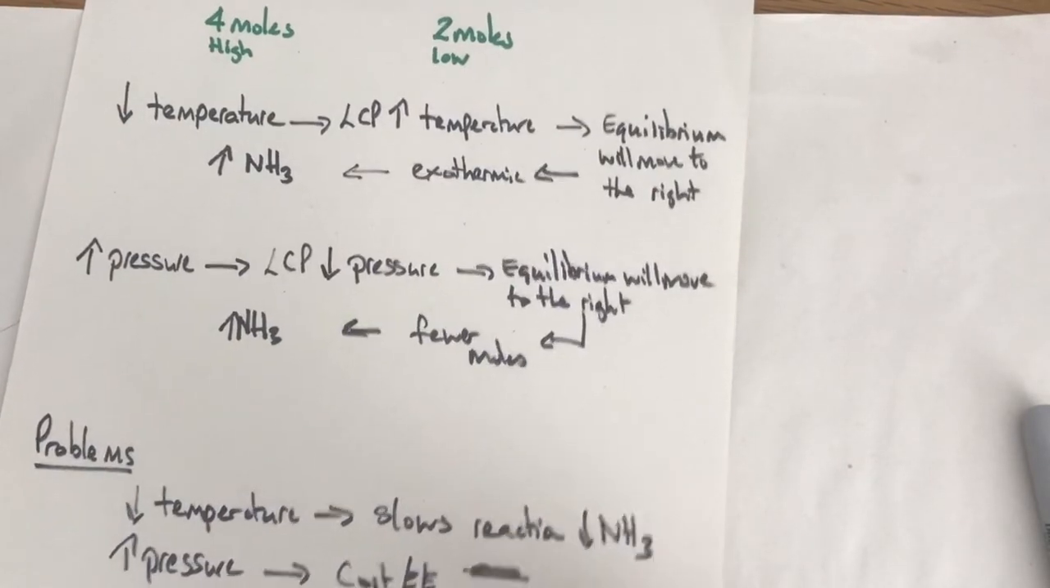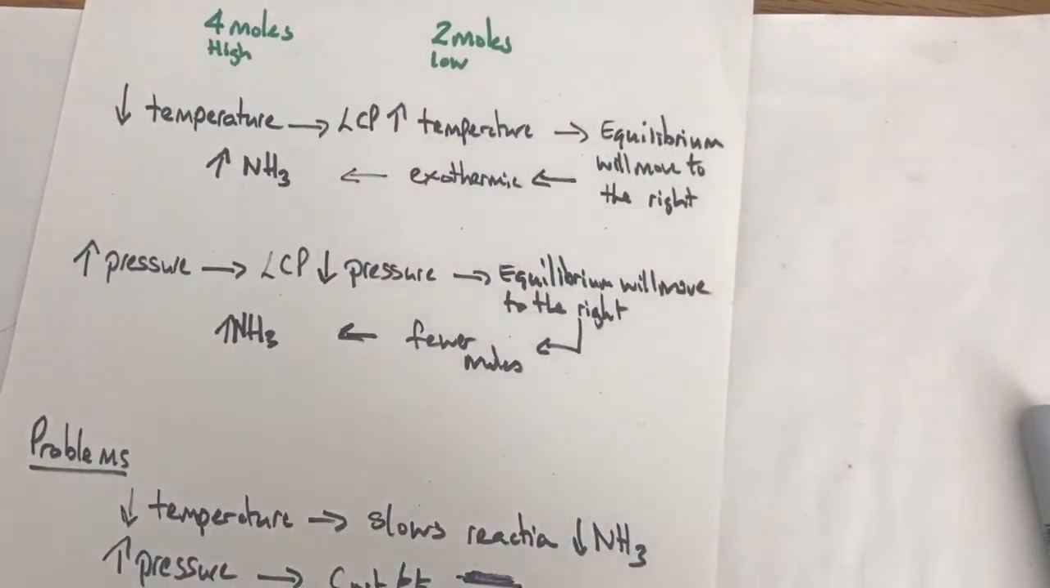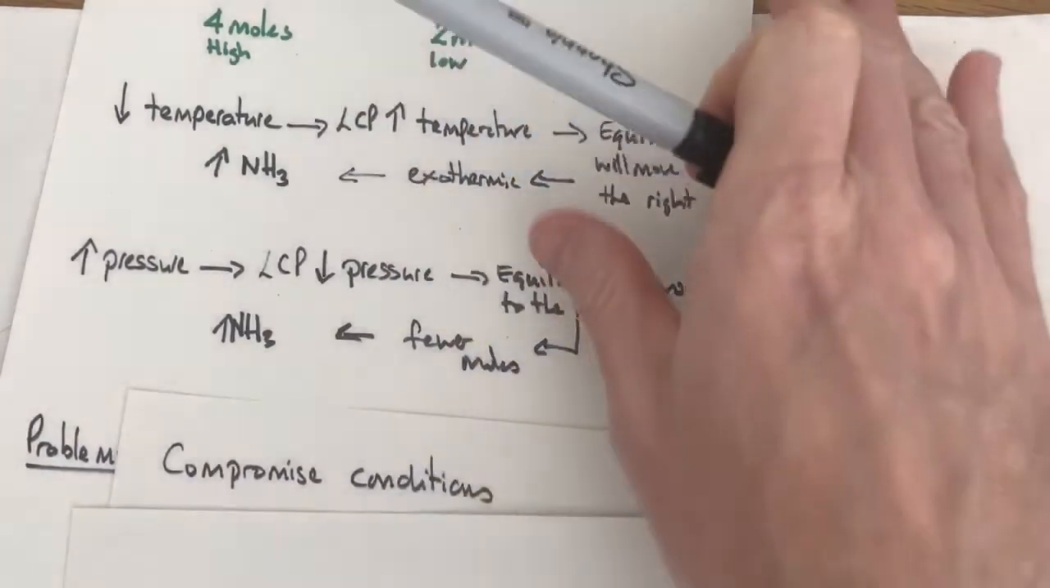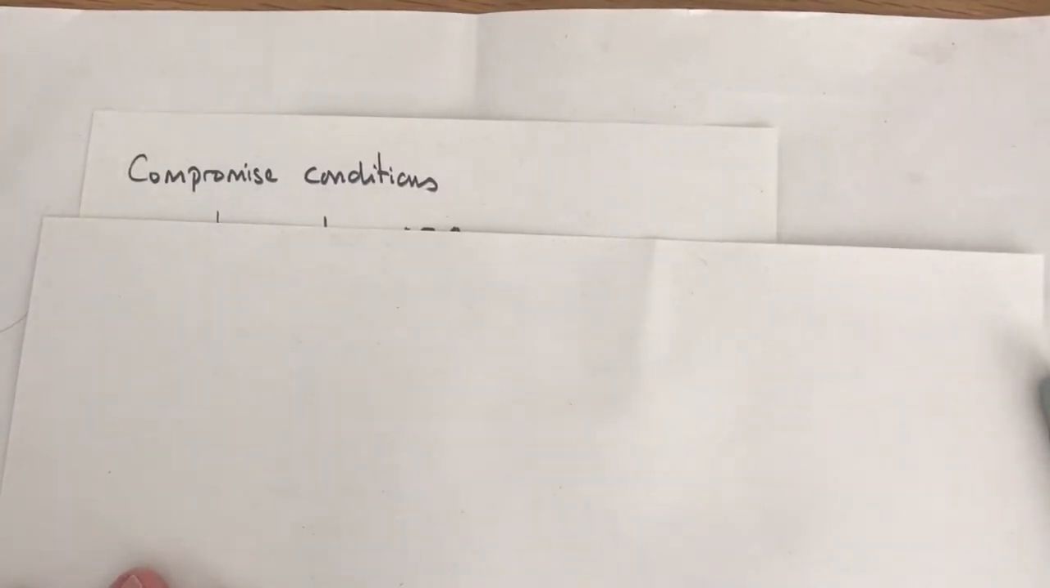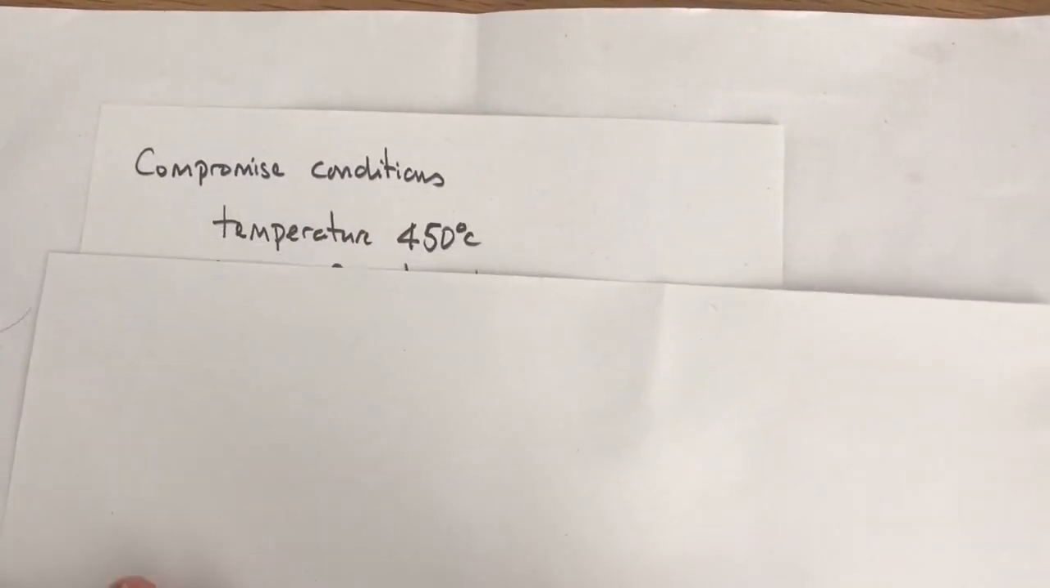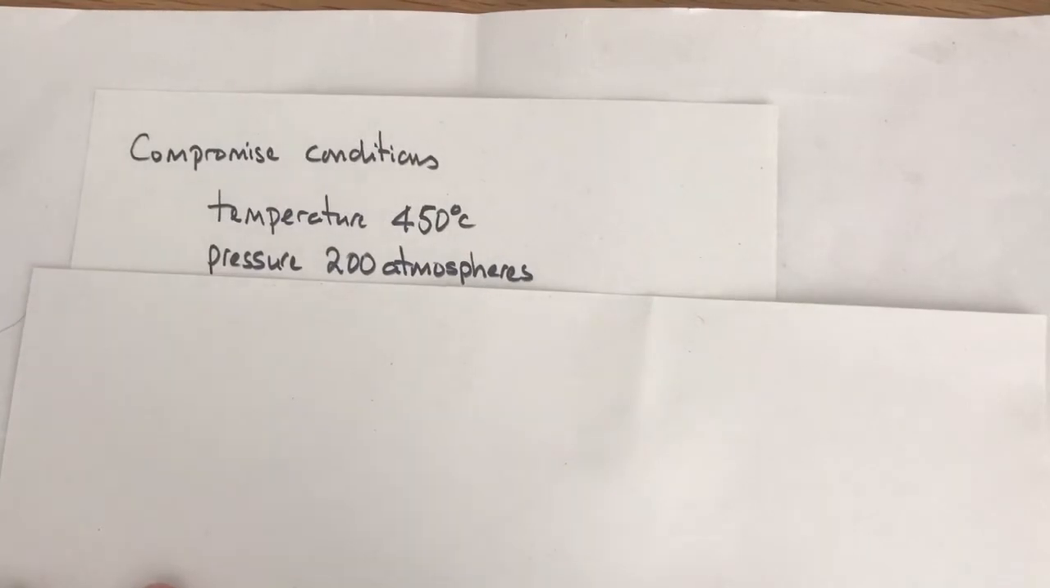Well, what you do is you come up with what we call a compromise. You come up with two different views, and you come up with a compromise of those views. What you do is you use a temperature that is low, but not too low. We don't want the reaction to go too slow. And we use a pressure that is high, but not so high that it starts to cost us significant amounts of money. And here are the two conditions that we have.